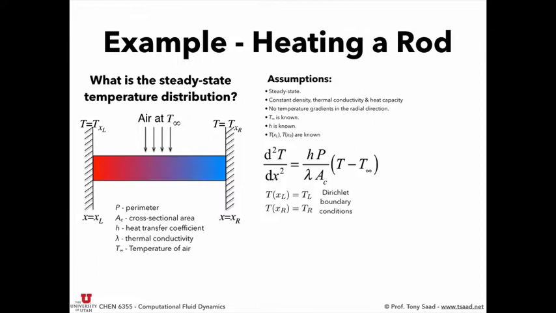T is the same T, that's the point-wise temperature. T infinity is the ambient temperature. So h, P, lambda, A_C are given to you. So is T infinity. You are trying to find the solution for T. And you're also given the boundary conditions at the left and at the right. Is this clear so far?